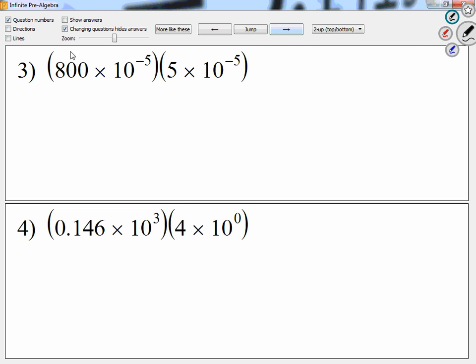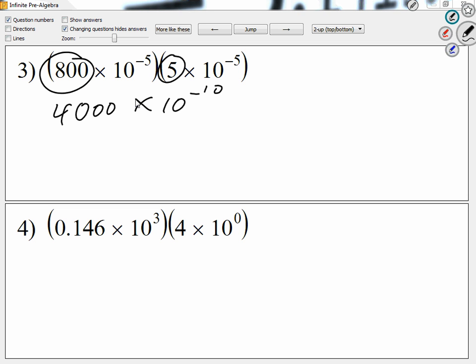Looking at number 3, what's 800 times 5? 4,000. So I'm going to say 4,000 times 10 to the negative 10. On the 10s, once again, I just added my exponent. 4,000 is not between 1 and 10. So let me call this 4.0 times 10 to the what? Negative what? Not quite. It's a negative. Negative what?